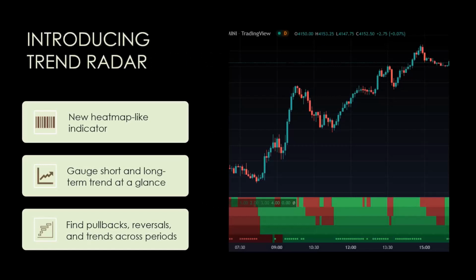So Trend Radar is a new indicator with heat map-like visuals, as you can see over here, that try to give you a kind of bird's eye view of the current trend and make this process a lot easier to answer those questions. It's set to help you gauge both short and long-term trend at a glance and makes it simple to identify pullbacks and trend moves across different periods.